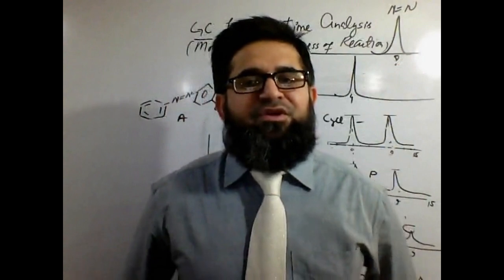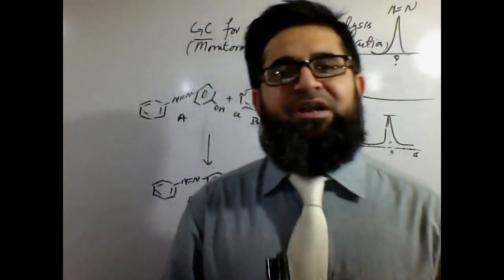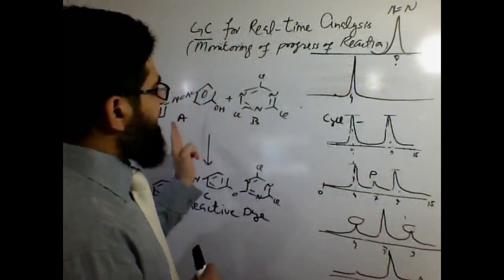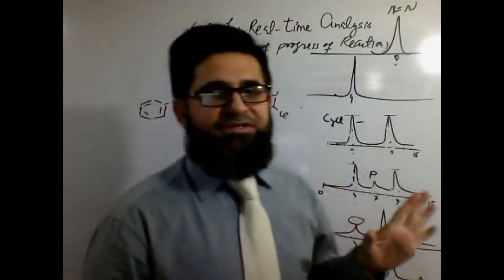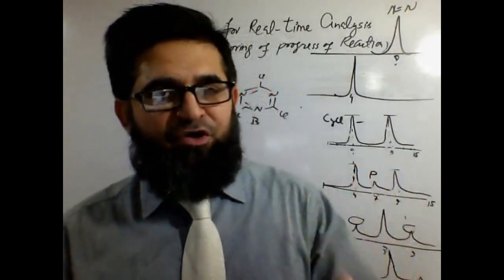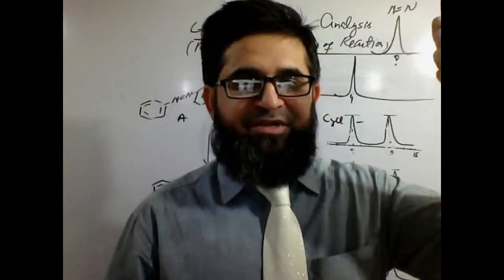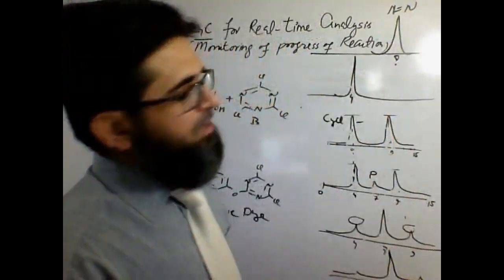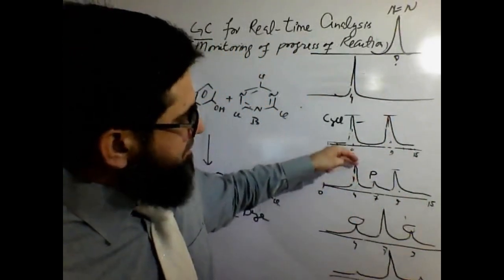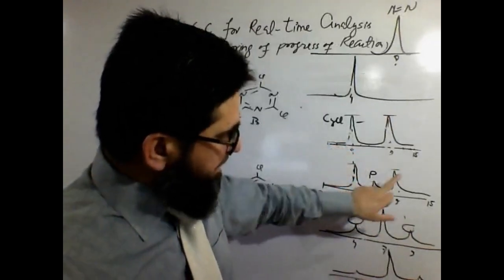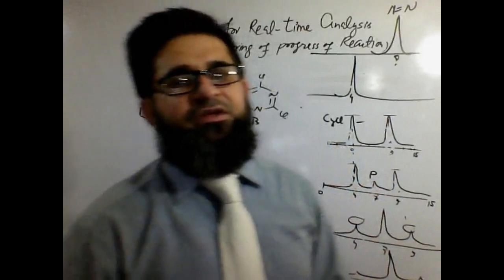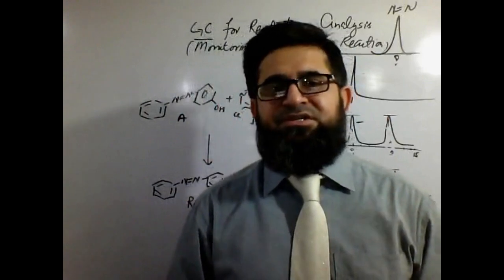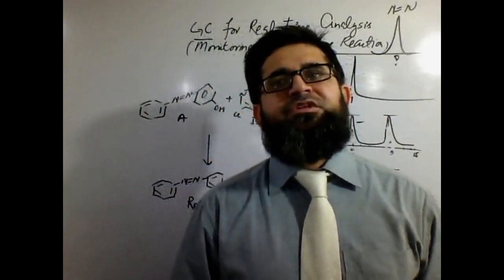So whenever we run samples on GC about the reactions, we run these A and B separately before the start of the reaction. Then we take a sample from the reaction mixture when the time of the reaction is 0, and we let them run. Then we can identify their peaks, and then after 4 hours, 8 hours, the appearance and disappearance of peaks suggest whether the reaction has been completed or it is about to complete. This is how GC can help us to monitor the progress of the reaction.